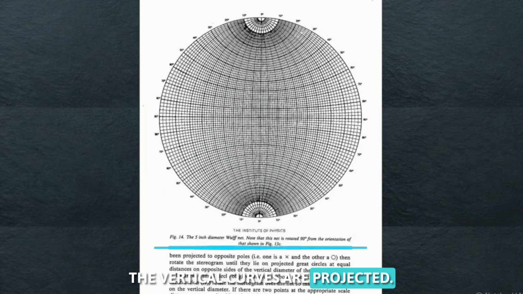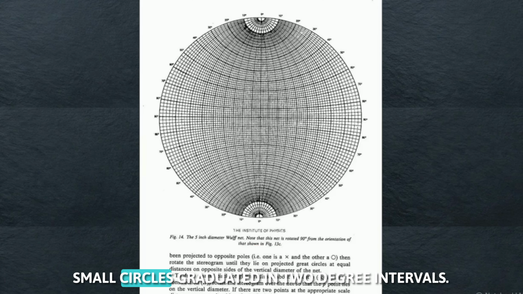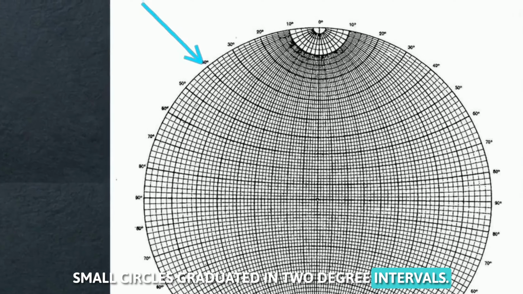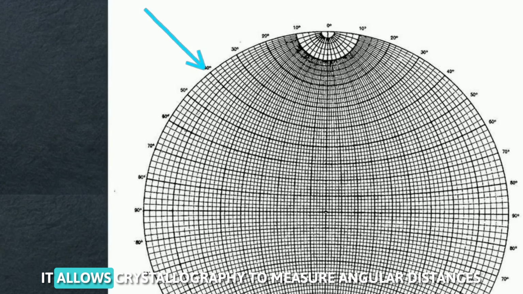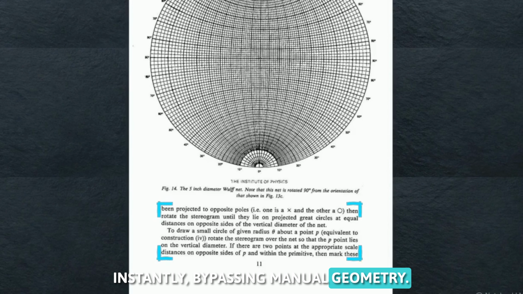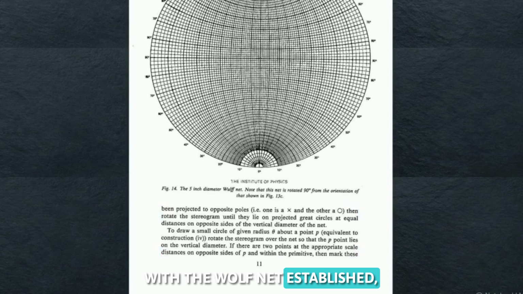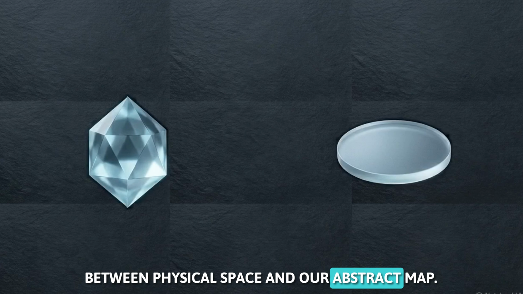The vertical curves are projected great circles, and horizontal curves are projected small circles. Graduated in 2-degree intervals, the Wulff net operates as a universal spherical protractor. It allows crystallographers to measure angular distances instantly, bypassing manual geometry. With the Wulff net established, we can make a direct comparison between physical space and our abstract map.